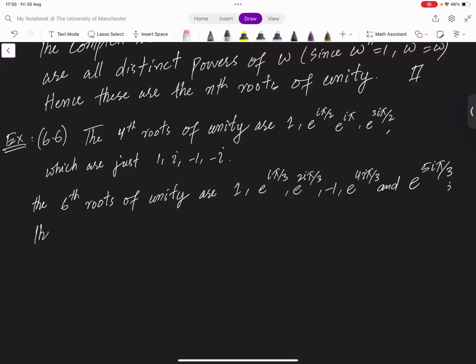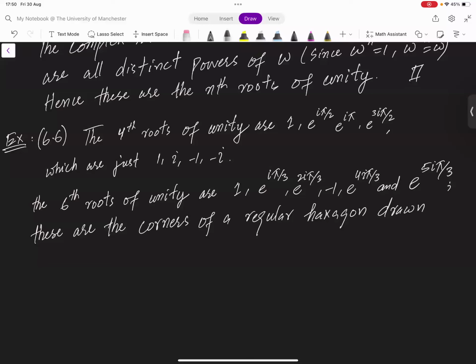These are the corners of a regular hexagon drawn inside the unit circle.